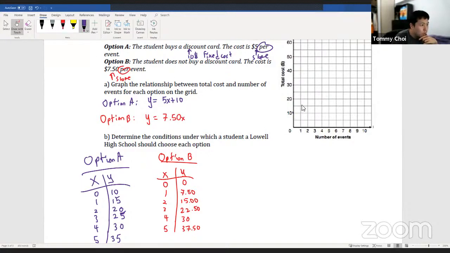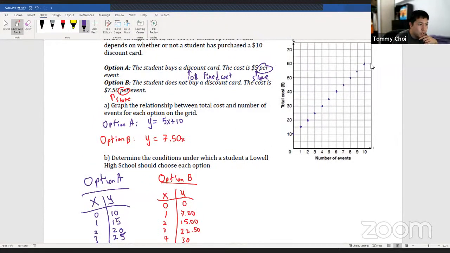0.10, 1.15, 2.20, 3.25, 4.30, 5.35, and I think we can see where this line is going depending on how many events the person attends.